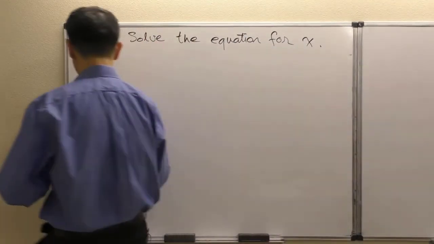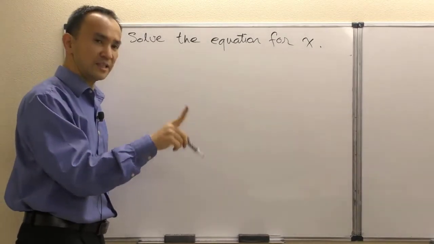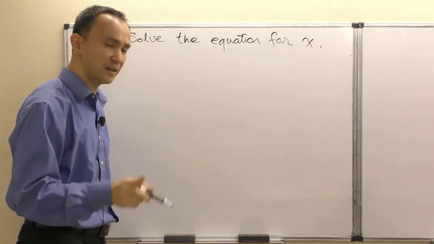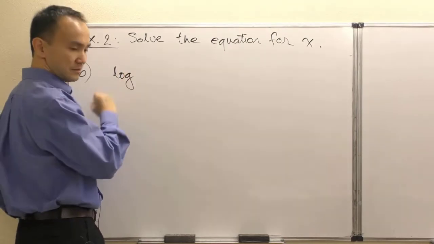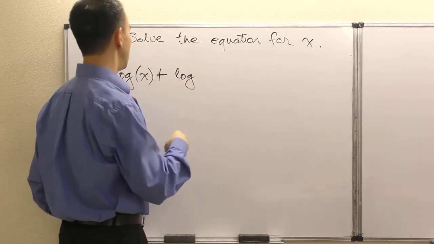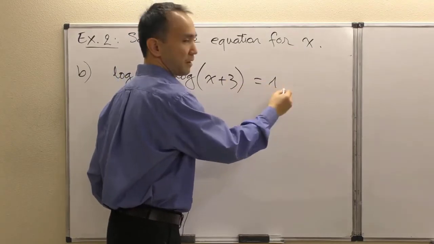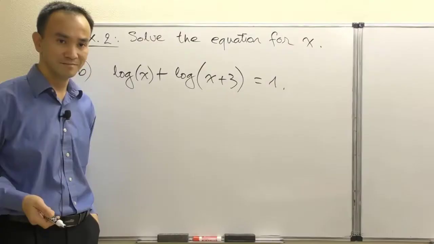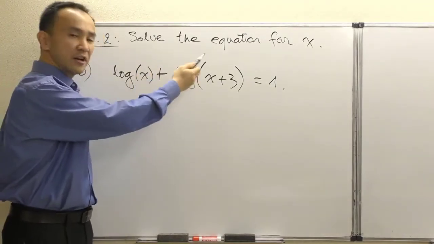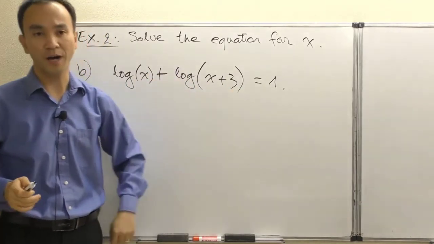Now let's look at part B. So let me introduce the following equation. Earlier it was a logarithmic equation in the sense that one single log term equals a value. Okay, let's look at the following. Log base 10 of x plus log base 10 of x plus 3 equals 1. Log base 10 of x plus log base 10 of x plus 3. Two log terms added together equals 1.